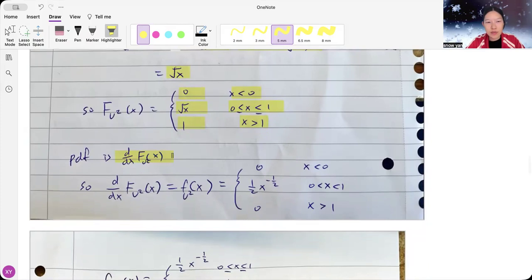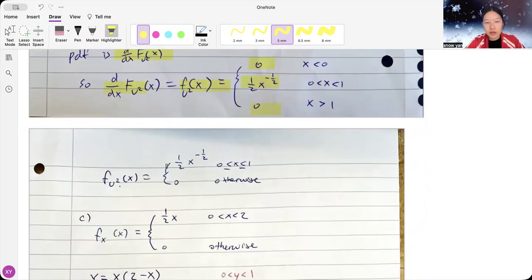The PDF would just be the derivative of the CDF. So we just take this, pretty straightforward. 0, 0, constants, not much to say. For this one, just square root of x, taking the derivative of that. So yeah, we get this, and 0 otherwise.